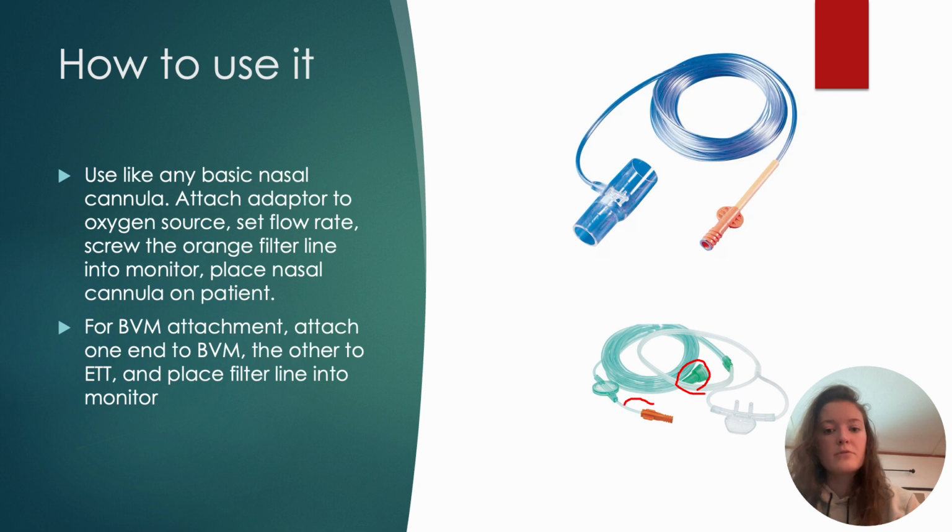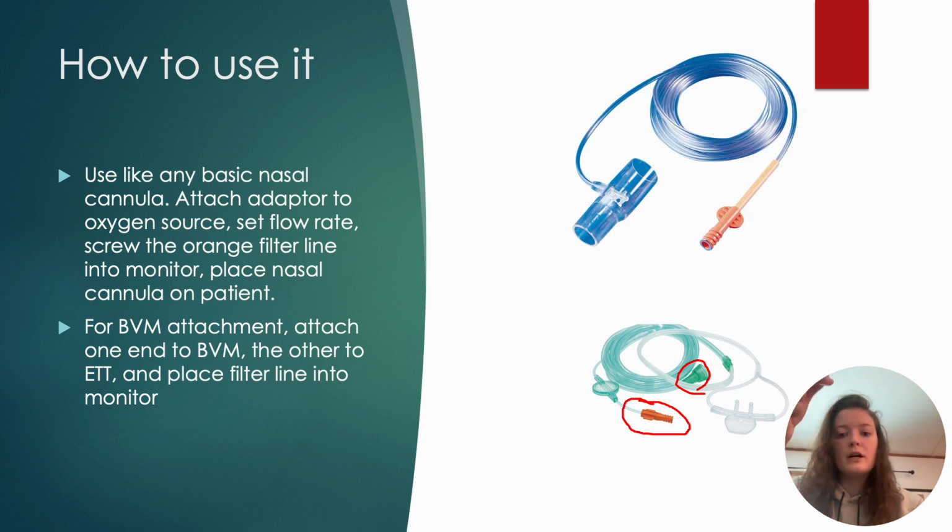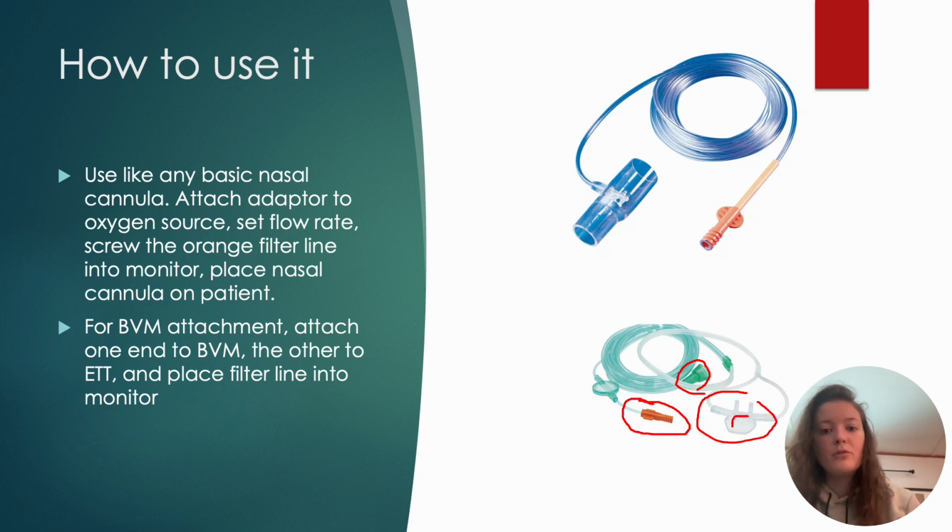This orange thing is what will screw into the monitor on the LifePak 15s. It's in the top left-hand corner. It's got a little door. Flip the door up, just screw it in. Don't over tighten it. Place the nasal cannula on the patient. This little bubble thing is what will measure that CO2. It'll display on your monitor.